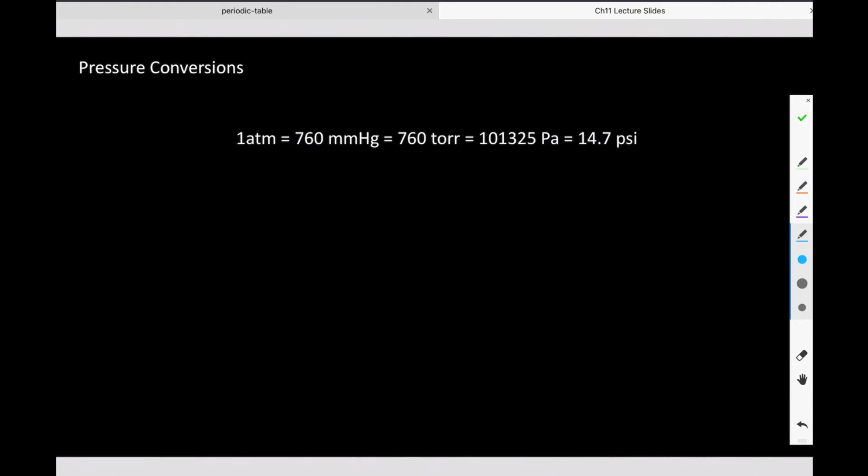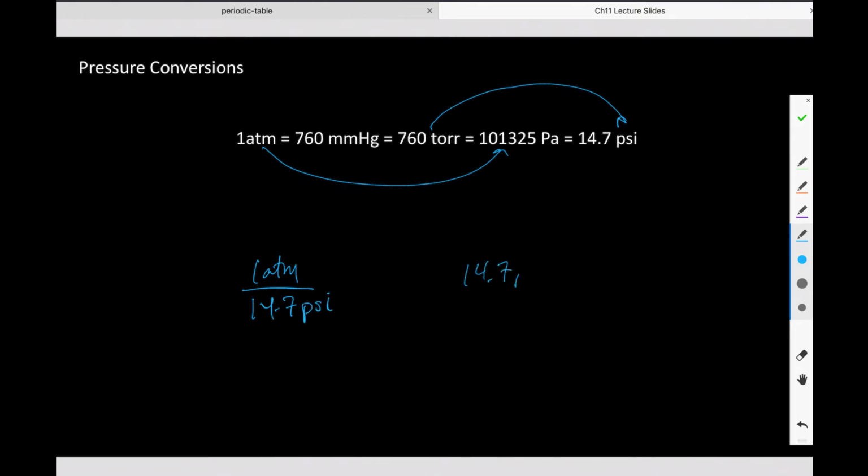Pressure conversion. So your book goes through these. Your outline mentions these as ones to know. So note that they are all equal to each other, right? So I could say that 1 atmosphere is equal to 101,325 pascals, or 760 torr is equal to 14.7 psi, right? Likewise, these are all equal to each other and can be used in any way, right? So I could say 1 atm, 14.7 psi, right? Or I could say 14.7 psi is equal to 760 millimeters of mercury, right? If that's what I needed for a conversion factor.